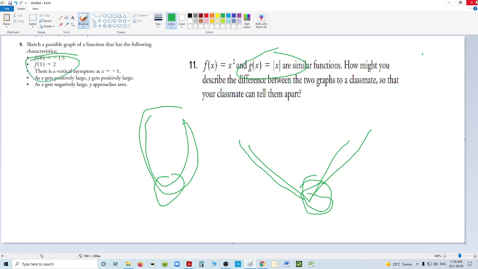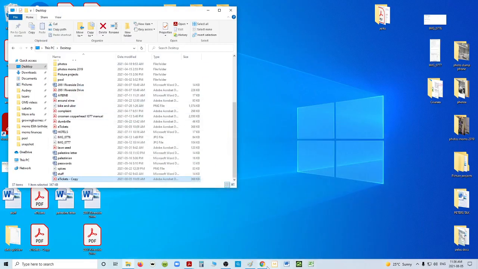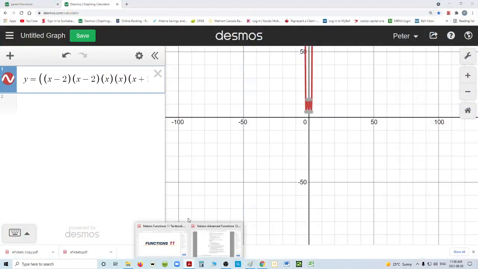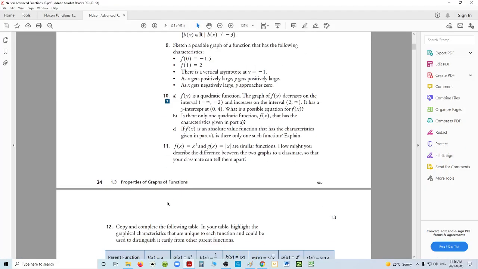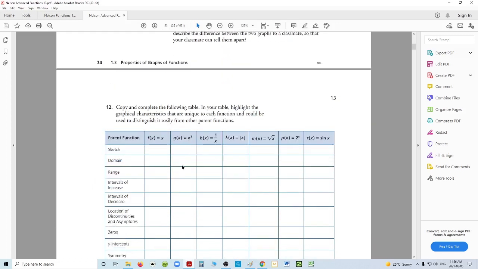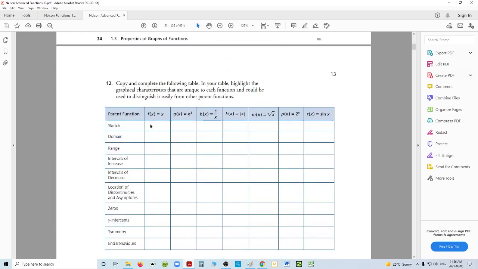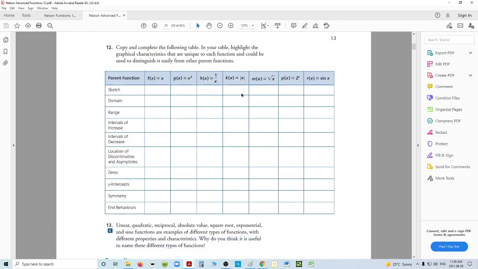This one was really tough. I'd like to look up the answer to that one. Anyway, you can see why this chapter gives me problems, because it's a lot of visualization. Copy and complete the following table. That's just so you can learn your graphs.